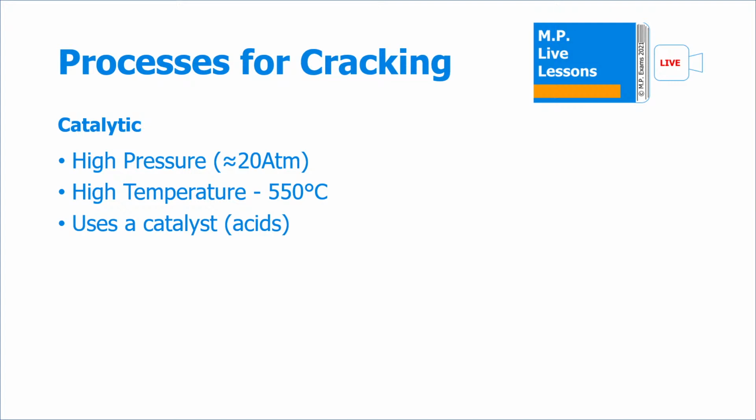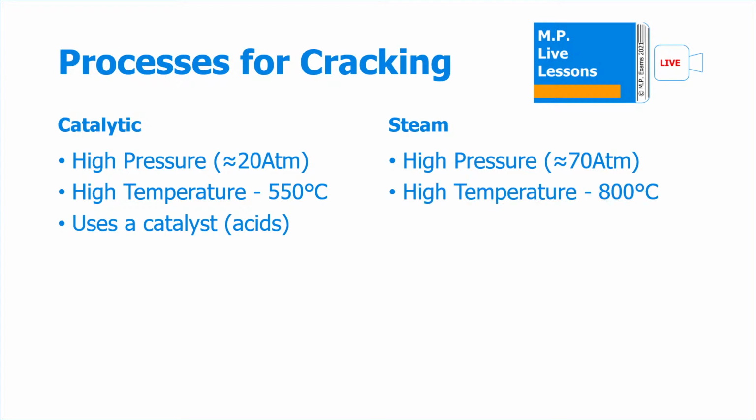The other process for cracking is steam cracking. This also uses a high pressure, but much more than catalytic cracking. It also uses a higher temperature, but still quite high, 800 degrees Celsius. Instead of a catalyst, it uses steam.